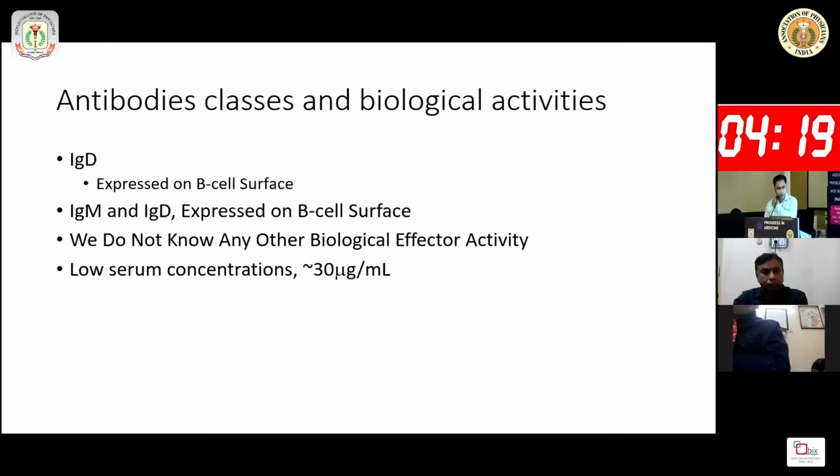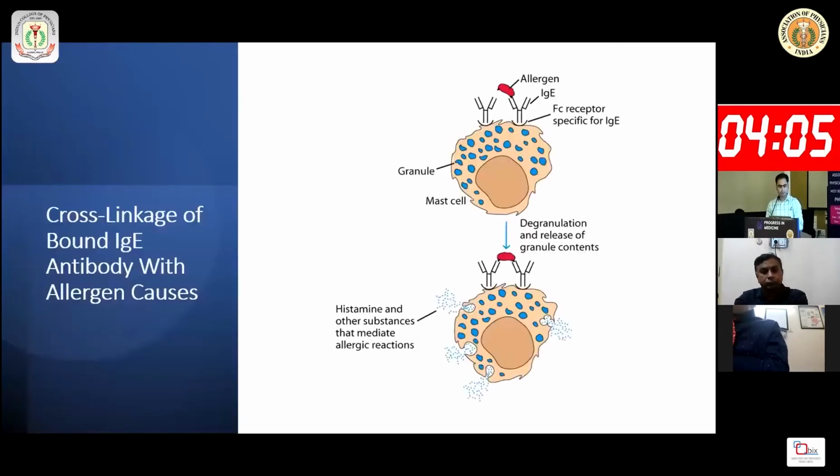Another type of antibody is IgD, which is expressed along with IgM on the B cell surface. We do not know of any other biological effector activity, and it has a very low level of serum concentration as well. So this is how IgE can act.